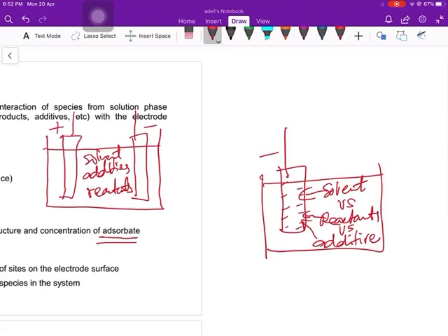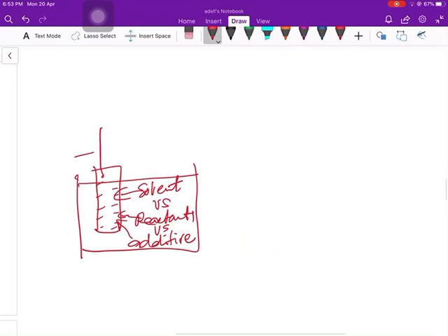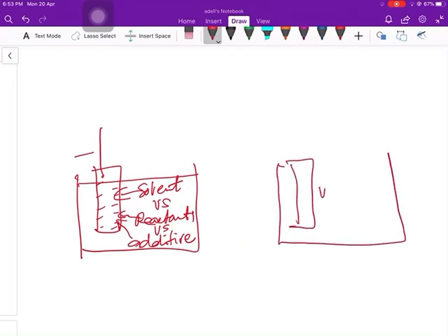The solvent will try to adsorb on the electrode. The reactant also would like to adsorb, as well as the additive. They are competing with each other for the limited sites of the electrode surface. This is the first competition. The second competition is between the electrode versus the solution.